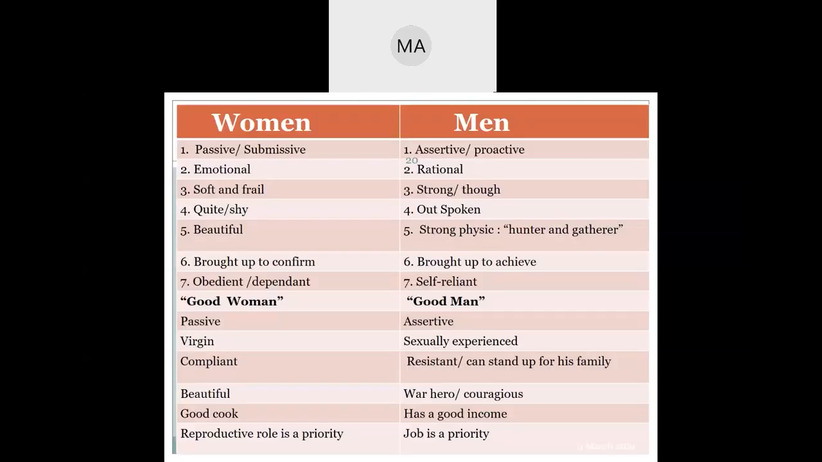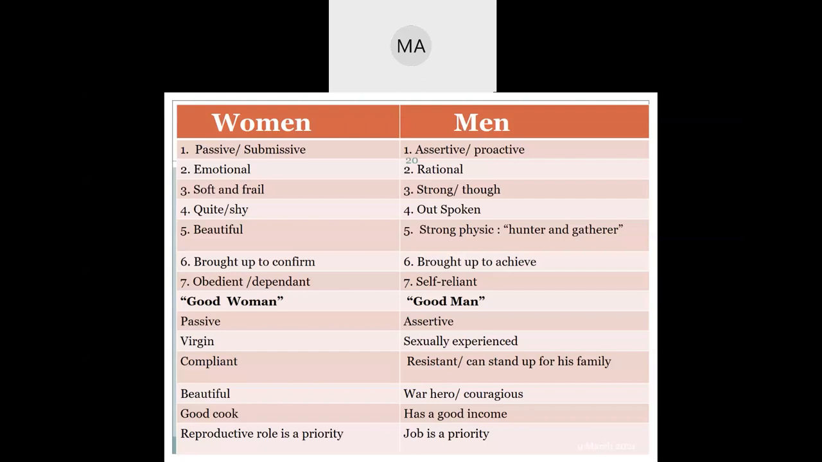And these are almost the same. Some of the characteristics make women and men good, and some of the characteristics make them bad. So people may give the responsibilities based on this. And these are, I think, more common: a good woman should be passive, emotional, soft and deferential, quiet, shy, beautiful, brought up to conform, and dependent. These are good characteristics given for a woman, and there are also some characteristics given for men.